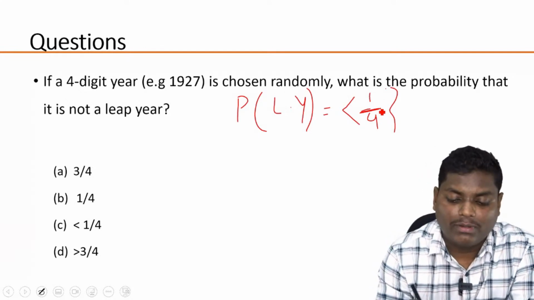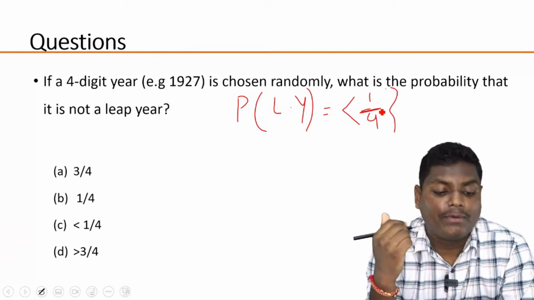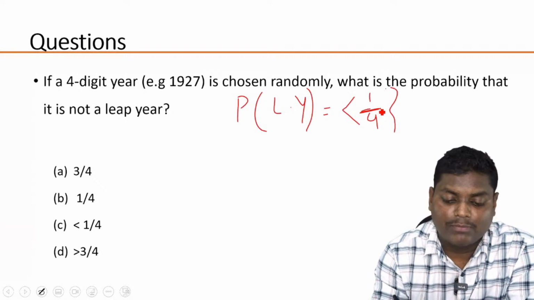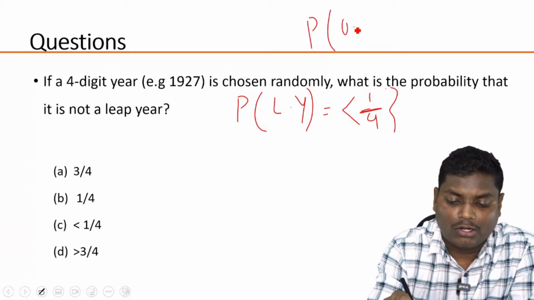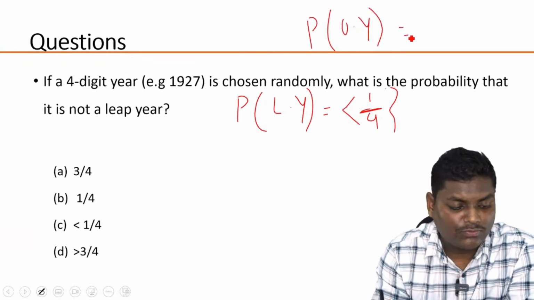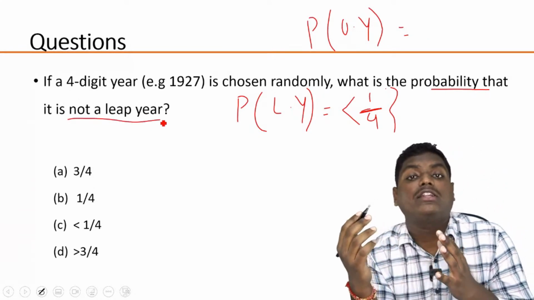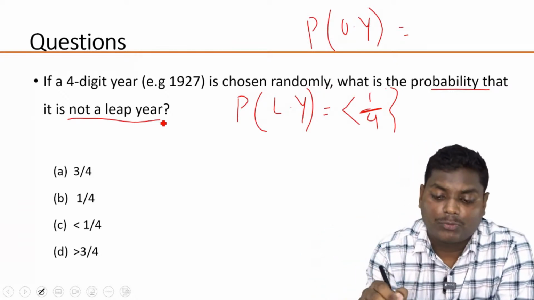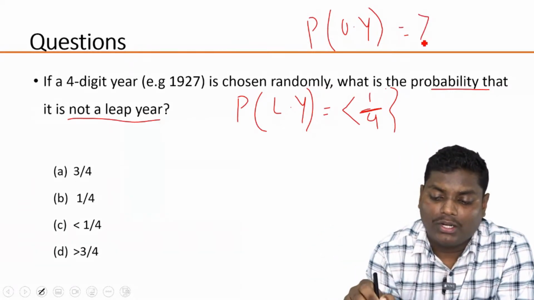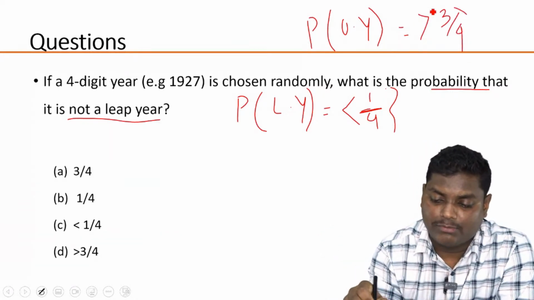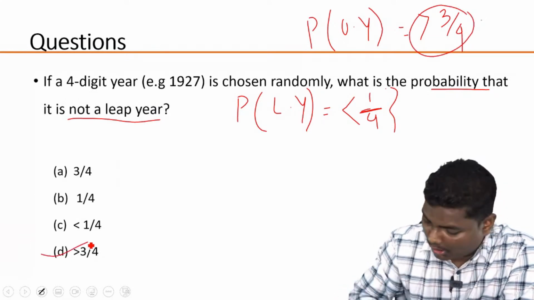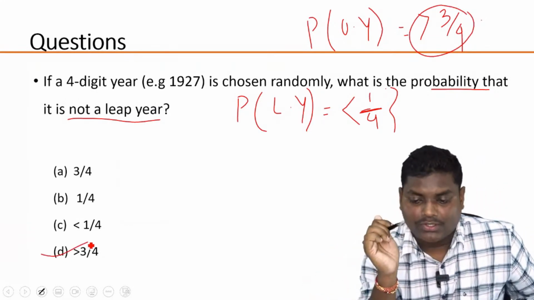Okay. Now, if the probability of a leap year is less than 1 by 4, then the probability of getting an ordinary year, that's what it is asking. What is the probability that it is not a leap year? So what is not a leap year? It is an ordinary year. So the probability of getting an ordinary year will be greater than 3 by 4. So the correct option is option D, greater than 3 by 4.